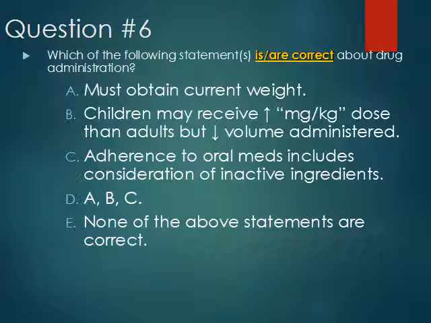So going back to the final question, which of the following statements would be correct about drug administration and dispensing? Again, we should obtain a current weight. That obviously is definitely true. Children may receive an increased milligram per kilogram dose than adults, but smaller volume administered. Absolutely, that is true as well. Again, we like to have things at a smaller volume whenever possible, makes it more palatable to the kid, or can, if it's being given by the IV route, lead to less risk of diluting out the patient. And then adherence to oral meds includes consideration for active ingredients. Yes, that would be true as well. So the answer would be A, B, and C there.